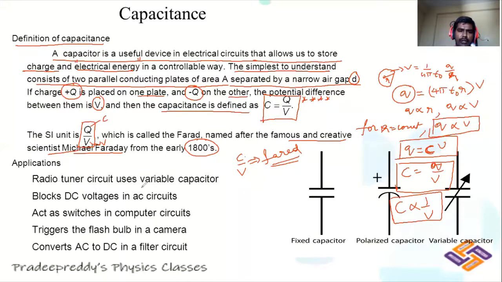So there are many applications of capacitors. A radio tuner circuit has a variable capacitor. A capacitor blocks DC voltage in AC circuits. So this is a use of a capacitor. Of course, applications of capacitors we will be learning in the coming slides. And this is the symbol of a capacitor.